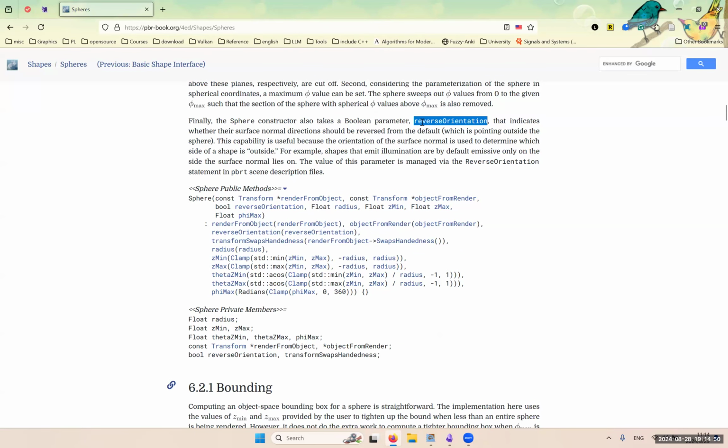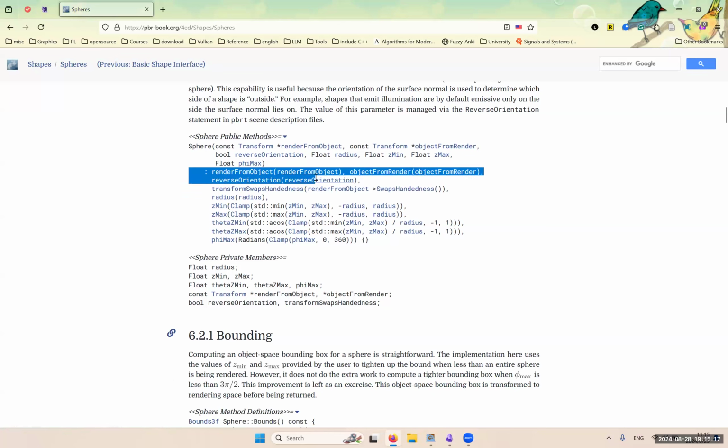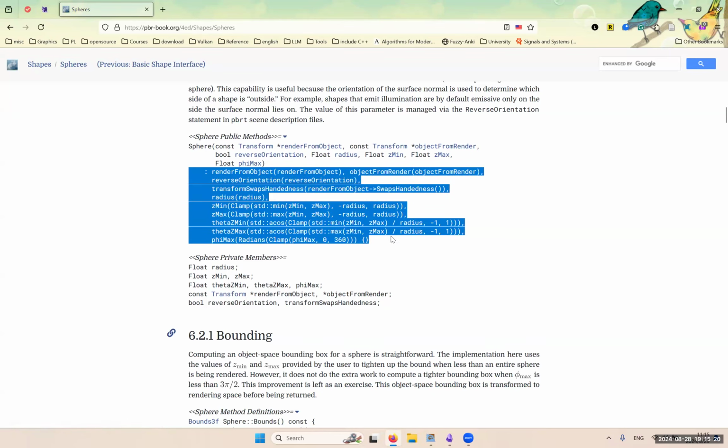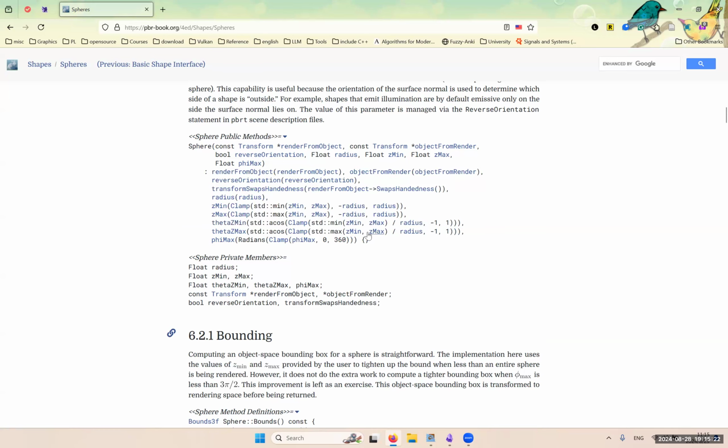Reversed orientation basically just flips the normal, which I guess is useful if you want to have an environment map on a sphere and then the normal points inside. That's a lot of data for a sphere. I guess they want to do all those advanced stuff like partial spheres.